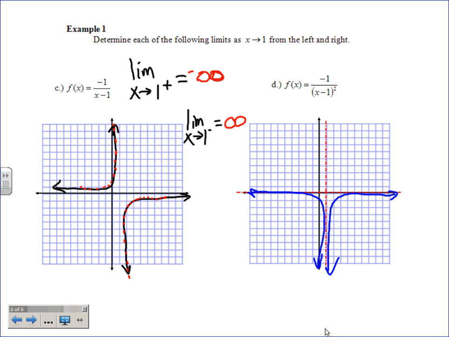Okay, so on this one, well, let's get on the road and come back towards 1, going to negative infinity. So that answer didn't change. But if you get to the left and work your way out, negative infinity. Okay. Any questions so far?